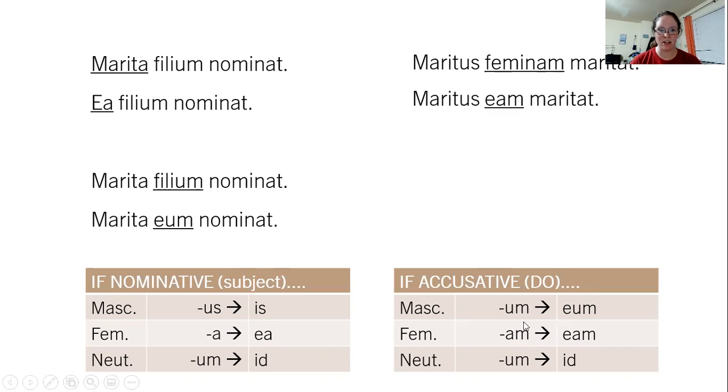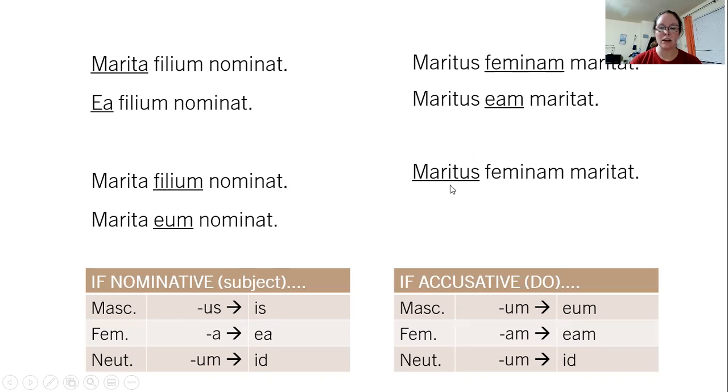Another little trick for some of these, for the masculine and feminine endings: all you're doing is taking the ending that's already on the word above it and just replacing it with the letter E in front. So instead of feminam, we just have eam. A short little word, starts with E, and then you take the same ending. So maritus feminam maritat, the husband marries the woman. Maritus eam maritat, the husband marries her.